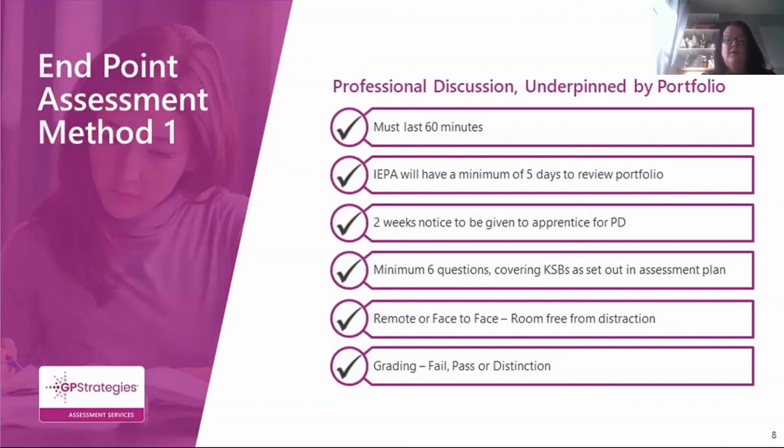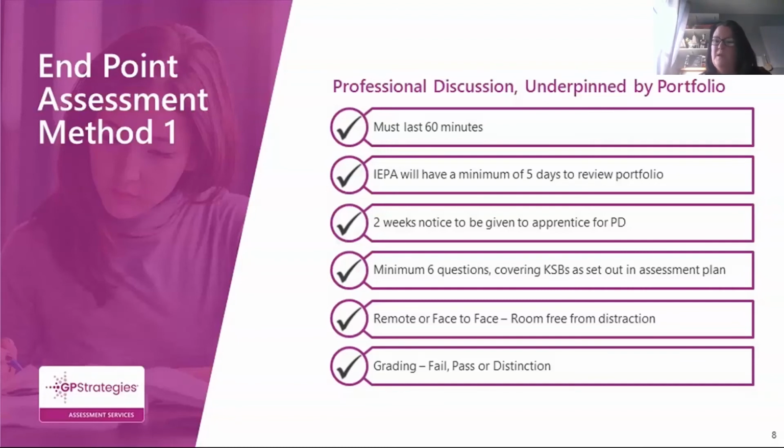We do offer remote or face-to-face assessments. We do always offer remote first. And as we always know, it has to be a room free from distraction. We have to be able to do the 360-degree check and make sure that they're actually on their own. It has to be in exam conditions, and the grading, as previously mentioned, is a fail, pass or distinction.